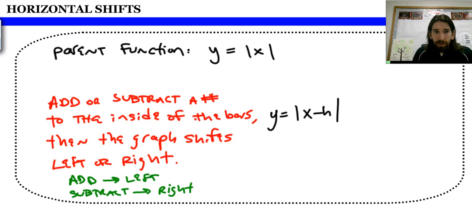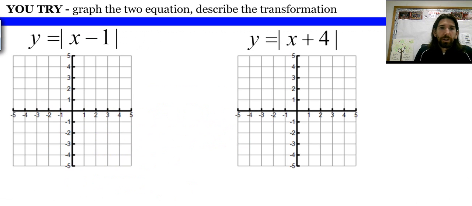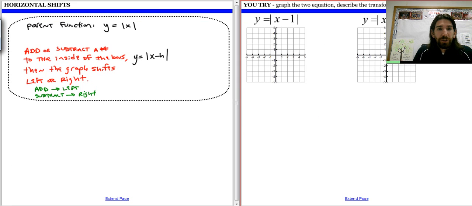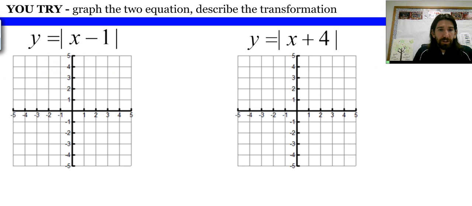Let's do some practice problems. We're going to graph the two equations and describe the transformations. I'll do the first one and then I'll pause it and have you guys do the next one. This guy, notice that I'm subtracting on the inside. Well, if you go back and look at that rule that we just talked about, subtracting on the inside means I move to the right. So immediately, I'm going to say this graph is shifted right. How far? Well, right 1.